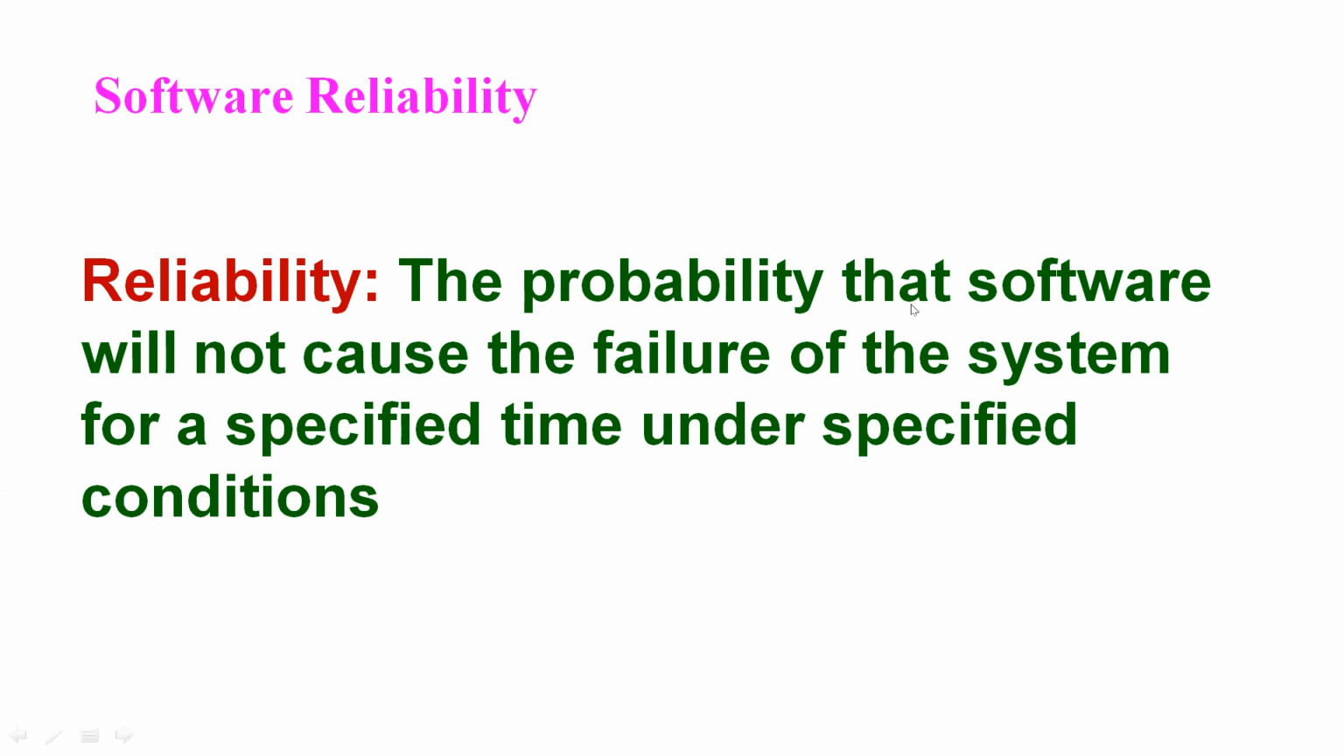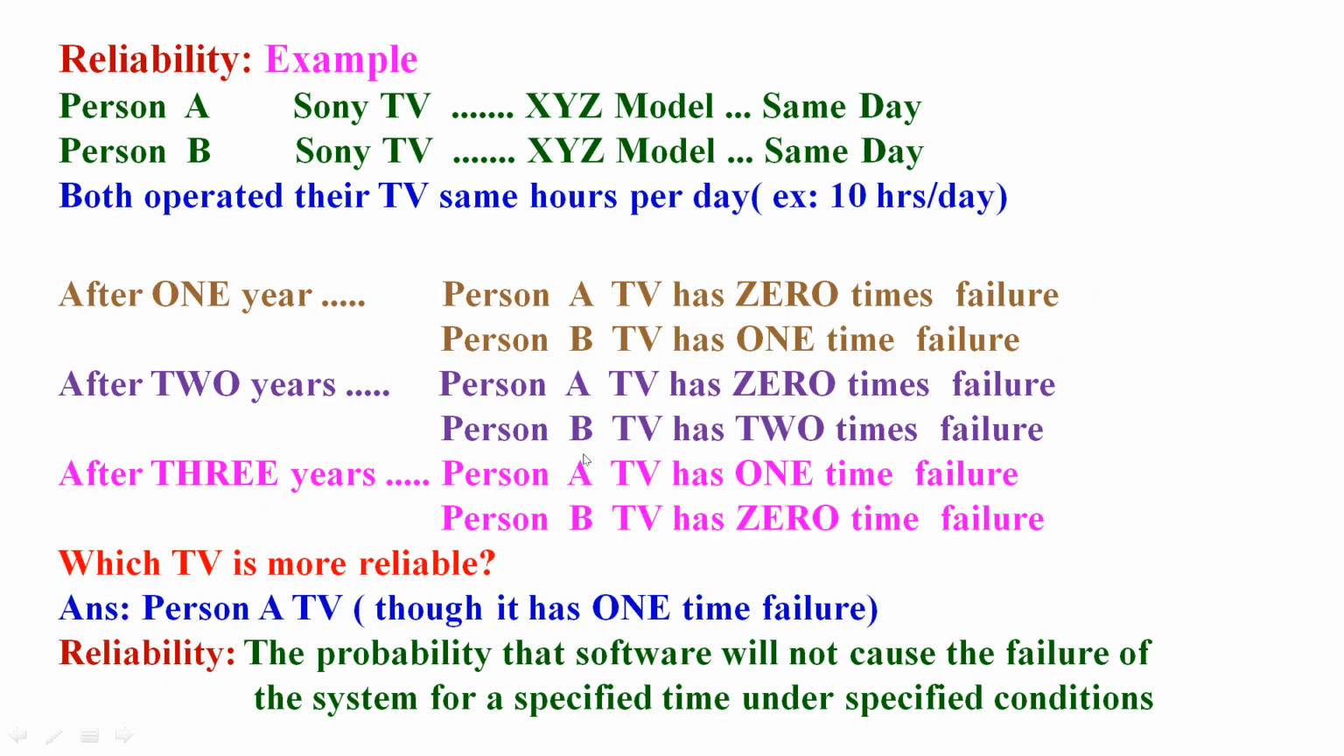See, the probability that the software will not cause the failure of the system for a specified period of time. What is the specified period of time? 1 year, 2 years, 3 years. Under specified conditions. What is the condition? Same company of the TV, of the same model, purchased the same day and operated the same 10 hours per day and the same timings also.